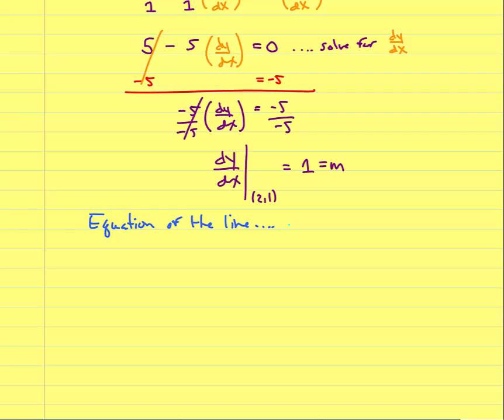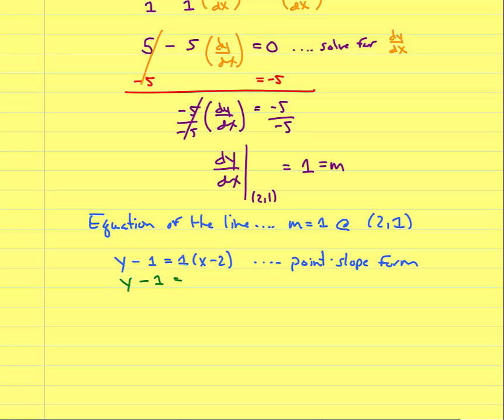Okay, so remember my slope is 1 and my ordered pair is (2, 1). I start with my point slope form, y minus 1 equals 1 times (x minus 2). If you were asked to leave your equation in point slope form, that would be your answer. Now if we wanted slope intercept form, I would distribute the 1 and have x minus 2. I'd add 1 to both sides and I get y equals x minus 1.